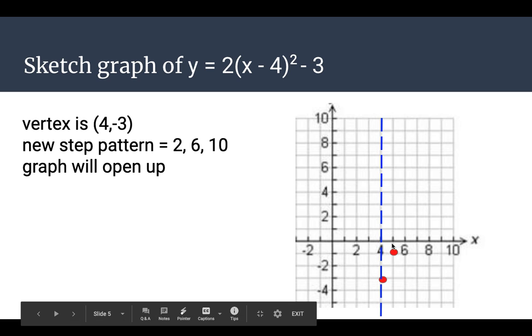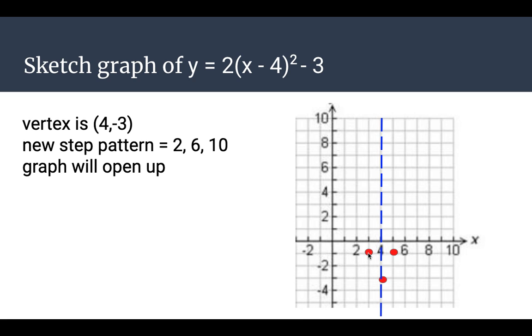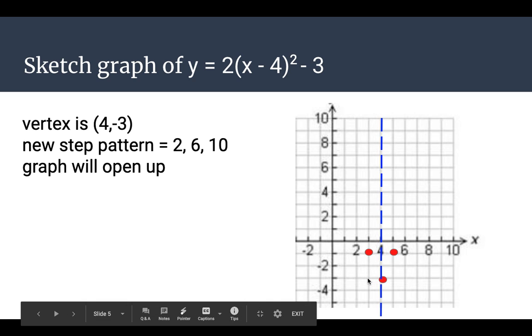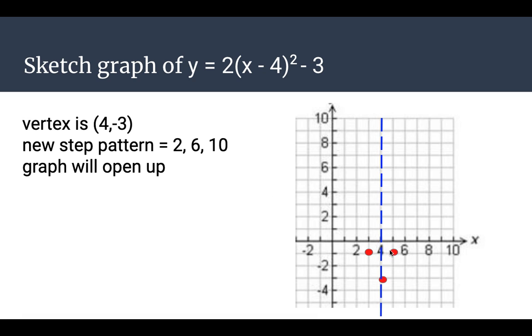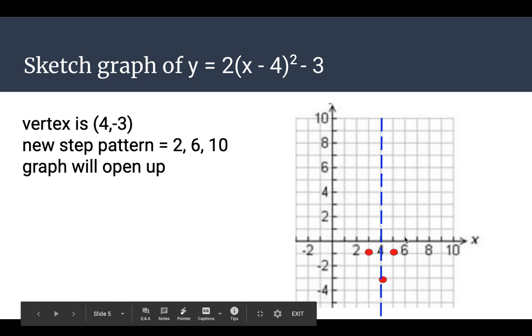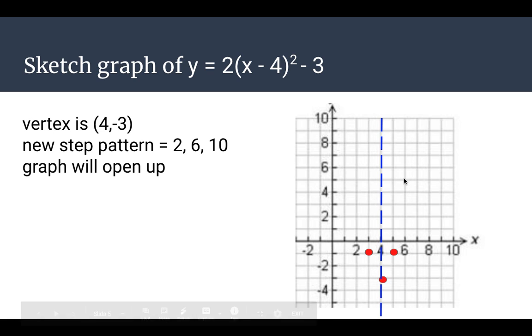And there's going to be a point symmetric about the axis of symmetry. Or you can think I'm going to go over to the left by 1, up by 2. And then my next one is over by 1, up by 6. So 1, 2, 3, 4, 5, 6. We're going to put a point there. And then there's going to be another point over here, symmetric about the axis of symmetry.